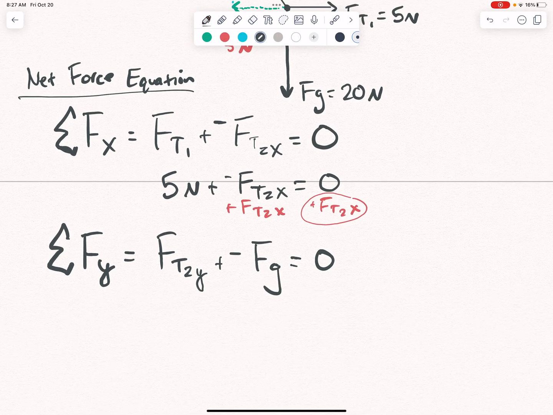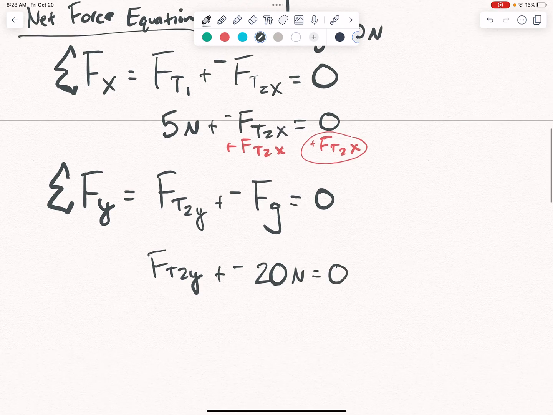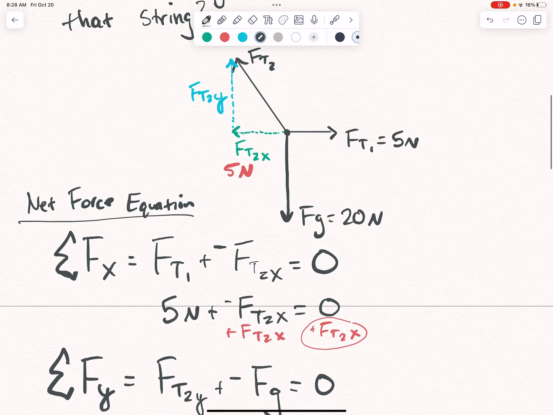The vertical, if I do the same thing, Ft2 in the y direction is unknown, but I got 20, whoops, let me back up here, plus a negative 20 newtons equals 0. Well, if I want to solve for Ft2 in the y, that's going to equal 20 newtons. So I have my actual values of how much over and how much up that diagonal vector takes.